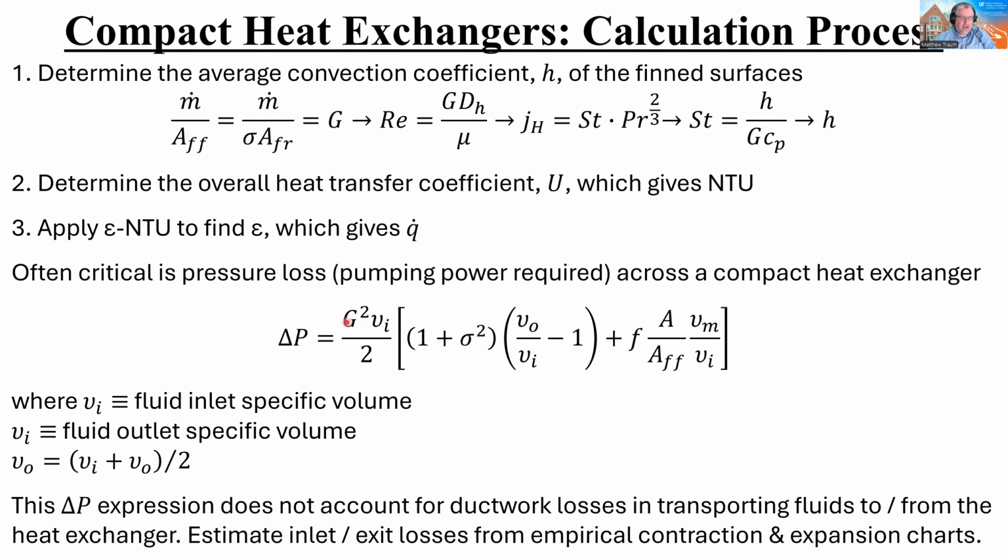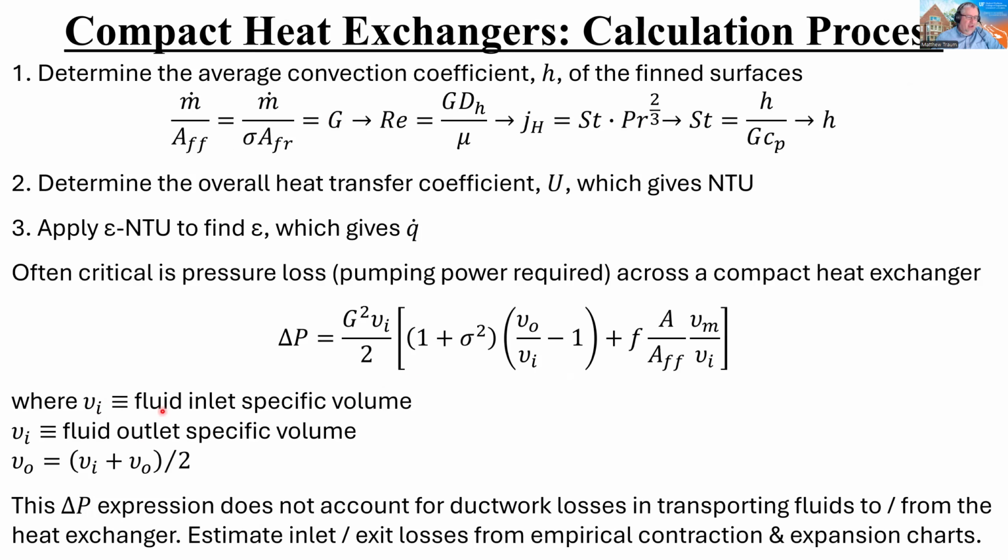We had to calculate G way up here, right? That's the velocity. VI is the fluid inlet specific volume, right? So, temperature, pressure, you can find specific volume. It's 1 over density. This should read V out, not V in. So I messed that up. I'll have to change that. Let me make a note to myself for slide 15. You guys will see it corrected when you look at the final slides.